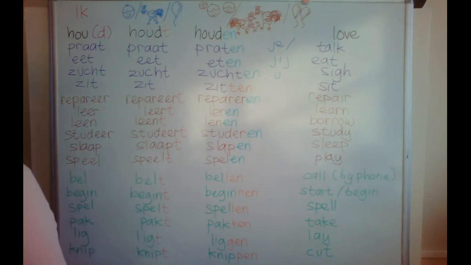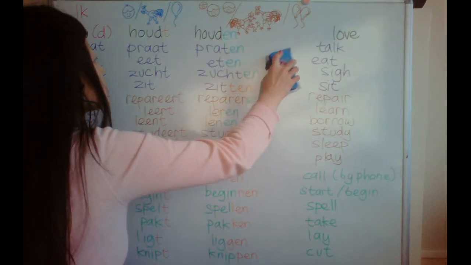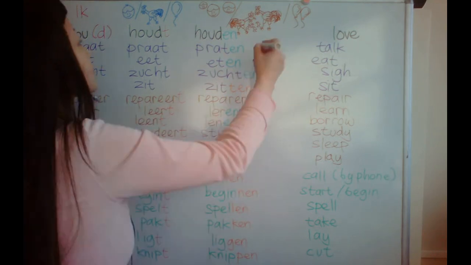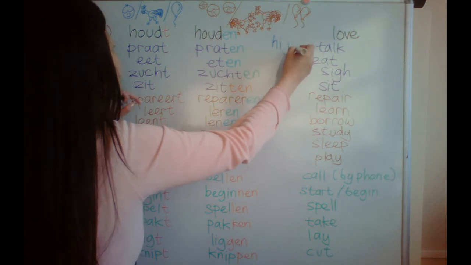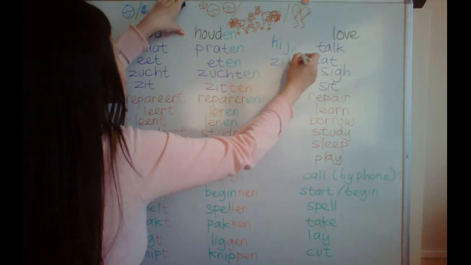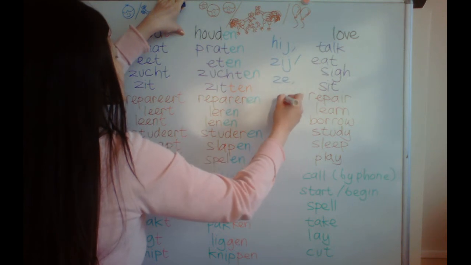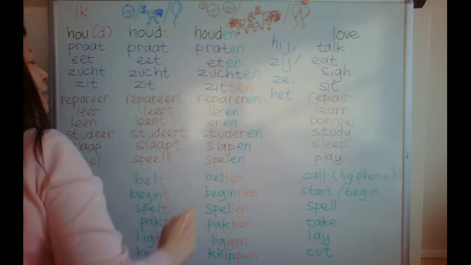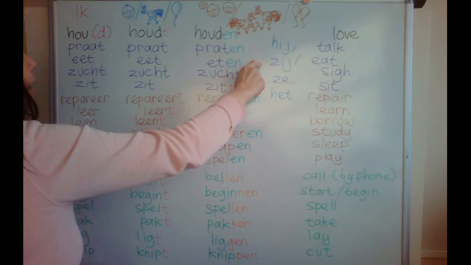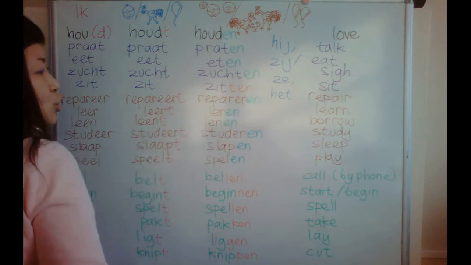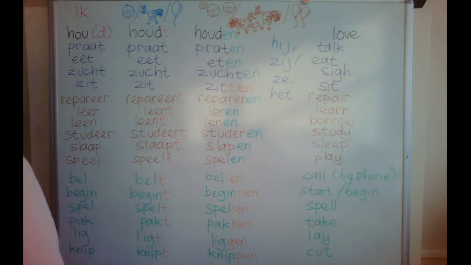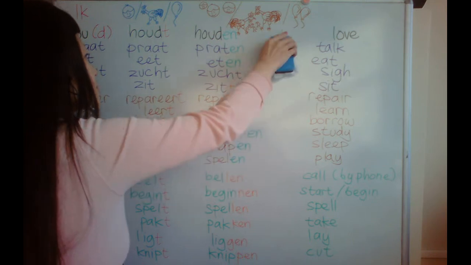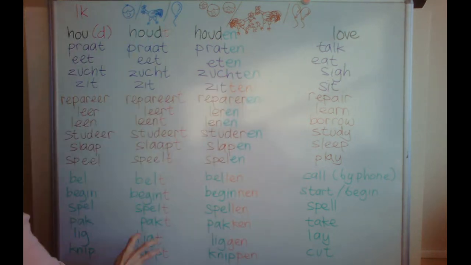Use this column for subject that consists of one. Hij is he. Zij or ze is she. Het is it. Use this column.